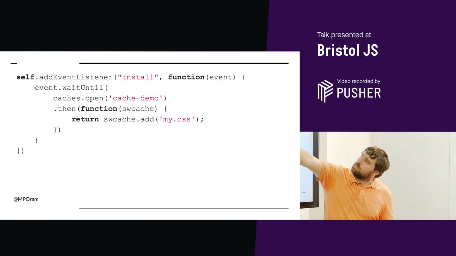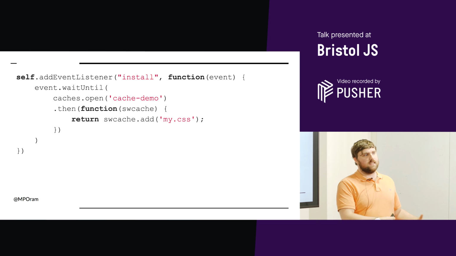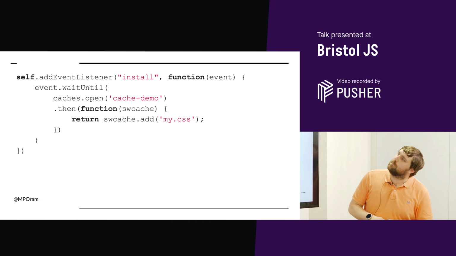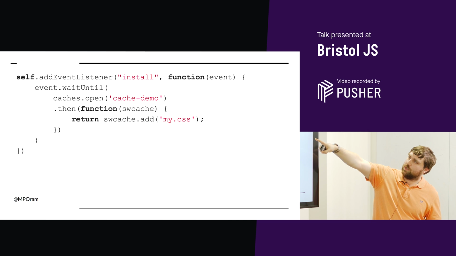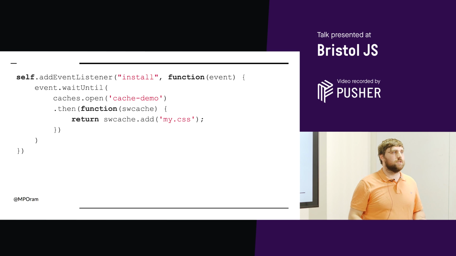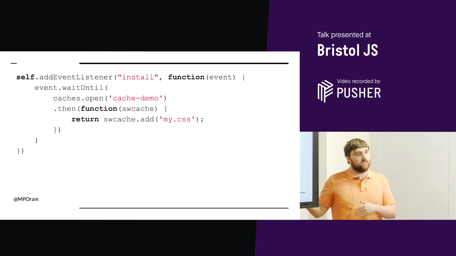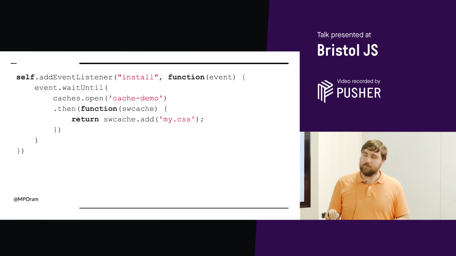The event that comes back from that has this method called waitUntil, which basically allows you to do stuff whilst it's installing, and it won't have finished installing until you've run that code. So all I'm doing here is hooking into the cache API, opening a new cache, and adding a CSS file to the cache. So now that's available offline. I don't have to go to the network to go and get that CSS file ever again.